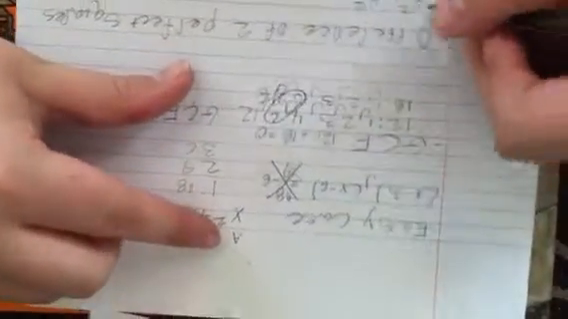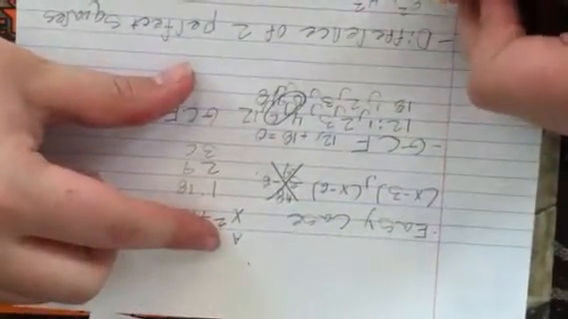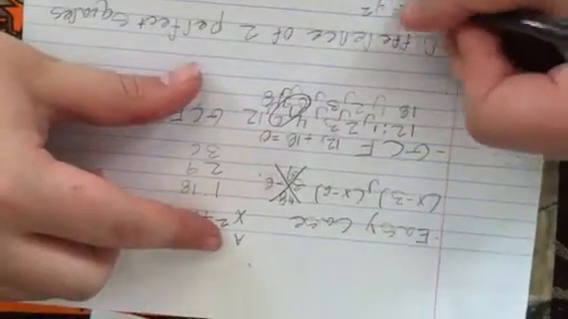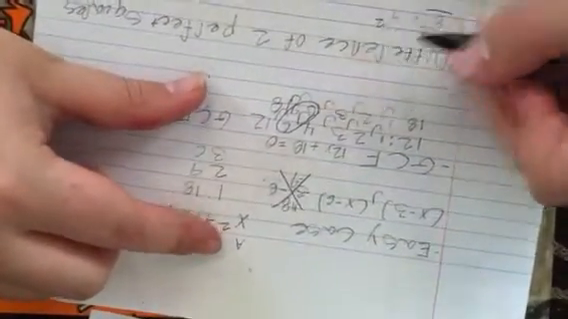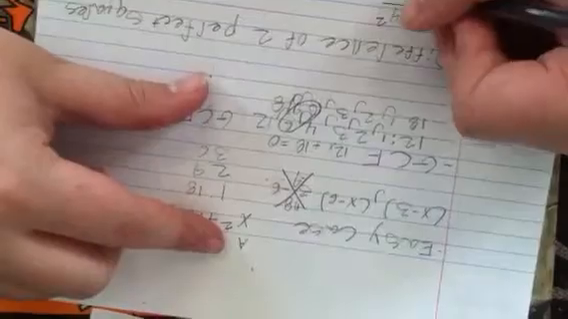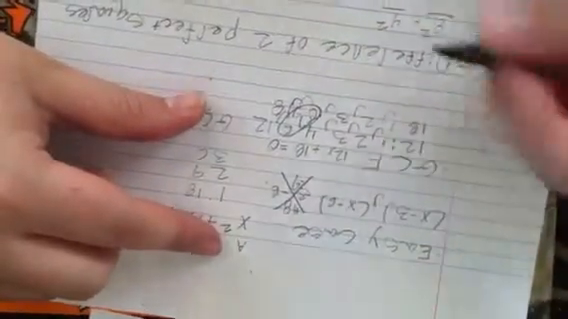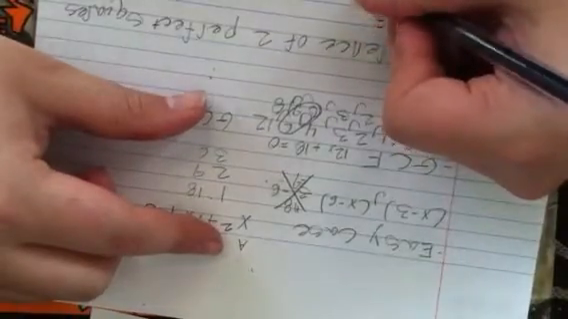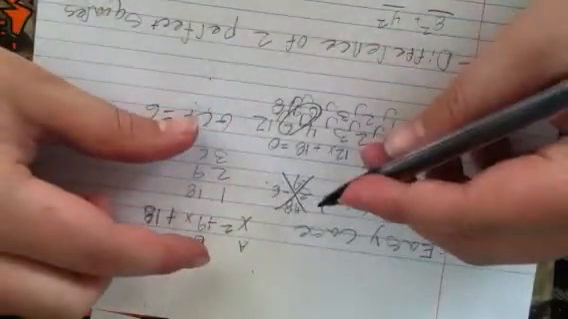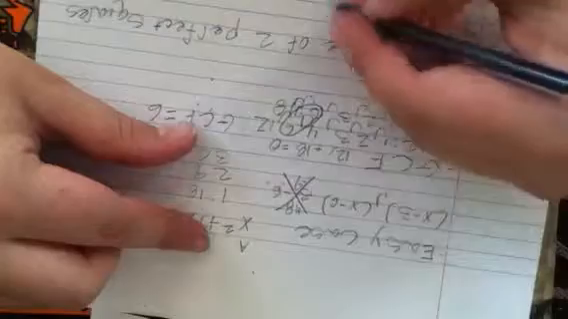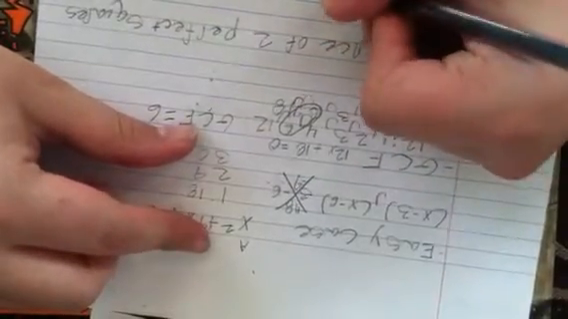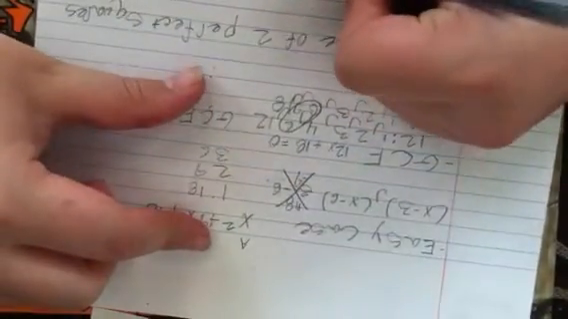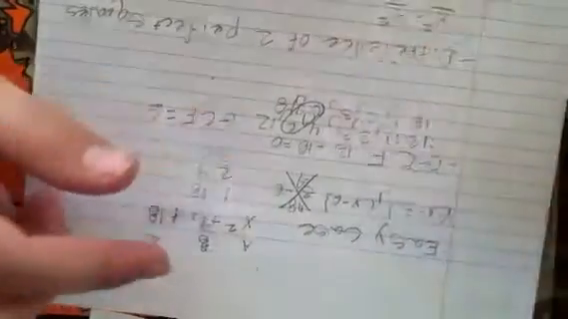Then the difference of two perfect squares. We all know 8 to the second equals 64. 8 times 8 equals 64. Then 4 to the second equals 16. 64 minus 16 equals 48. And that is the difference of two perfect squares.